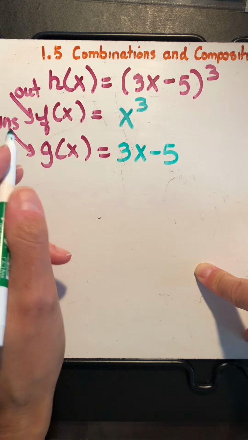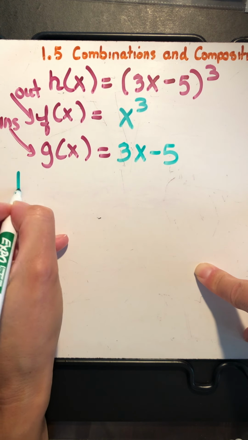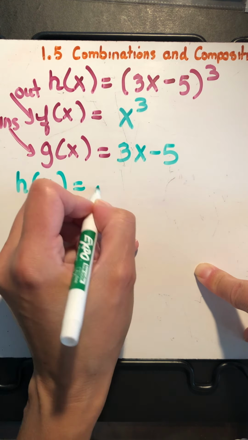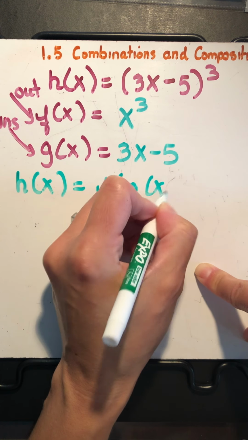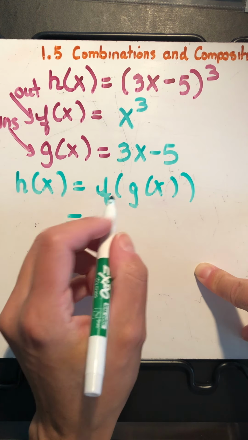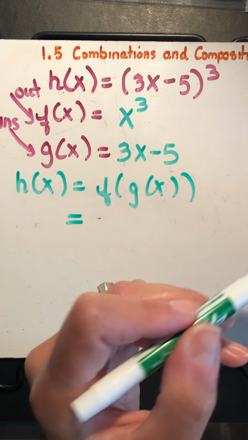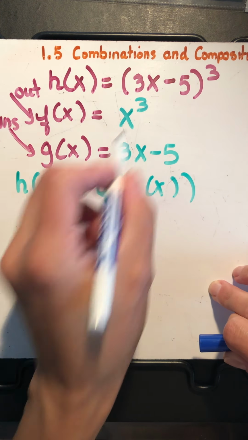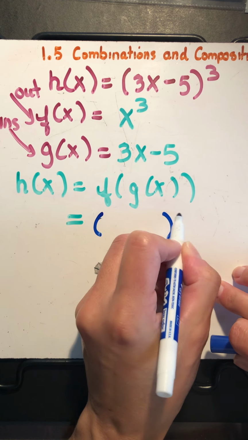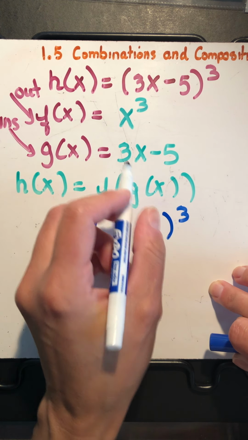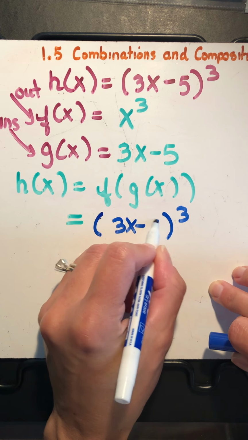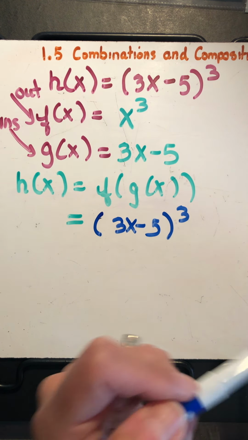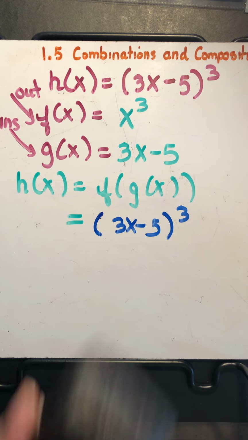So how can I test if I'm right? Well, let's try this. Does h of x equal f of g of x, right? When I compose the function, if I do it correctly, I should get back my original answer. So if f of x is my outside, I'm going to put parentheses cubed. G of x I'm putting inside, 3x minus 5. Yep, that sure looks correct. All right, let's try one more, and then I think you'll get the idea.